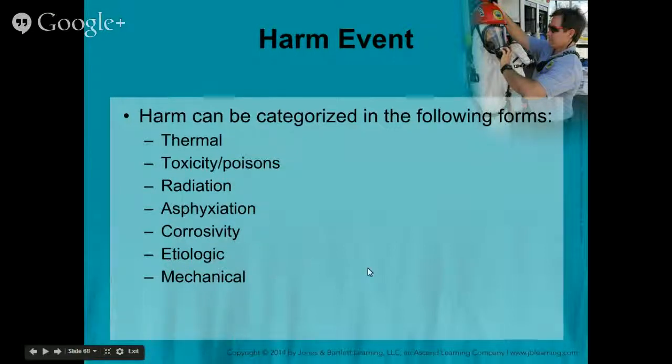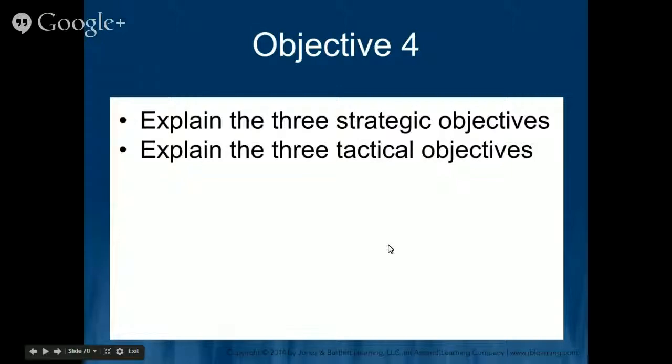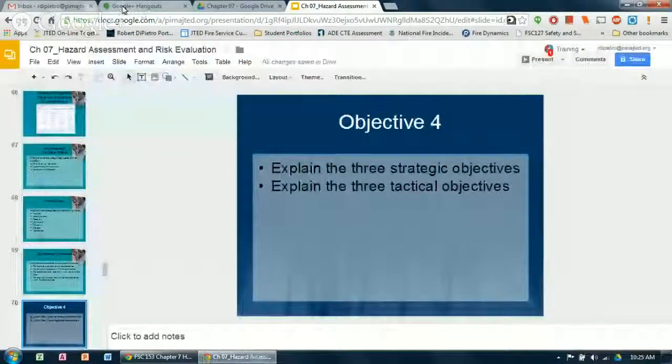So remember these. What are they? 7. Remember these 7 terms, because we can put our harm into one of these categories. And this is going to base some of our planning on that. Another thing that's going to affect us is the size and dimension and what exposures there are, and what concentration is the bad stuff. Okay, that's the end of objective 3. I'm going to stop the video and we will continue on with objective 4.